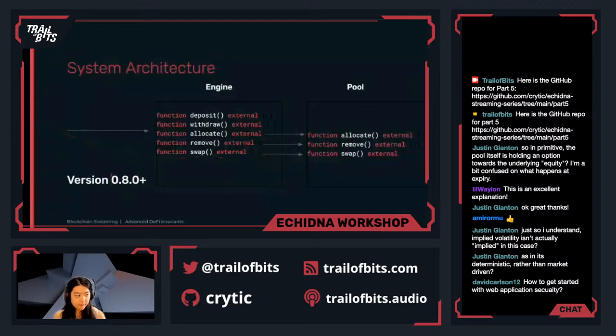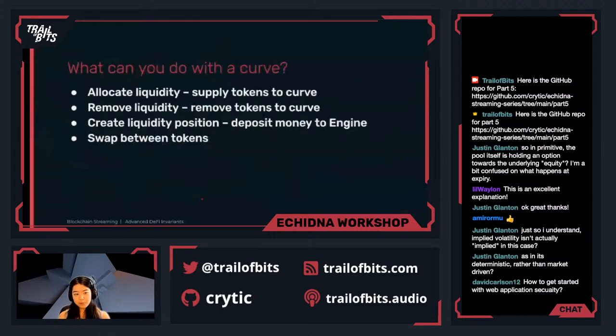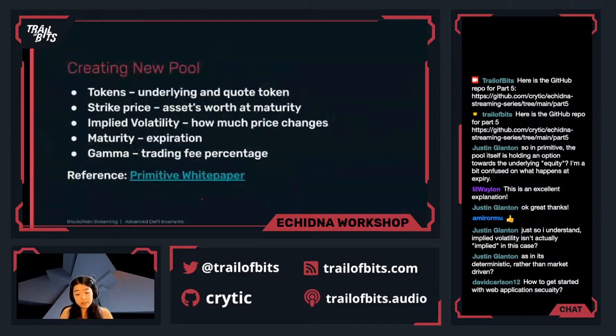We got one. Is implied volatility, just so I understand, not actually implied in this case? There is a lot of nuance in the calculations of these values that essentially define how the pool is created. It is not necessarily implied. This is something that perhaps you could better say is calculated.